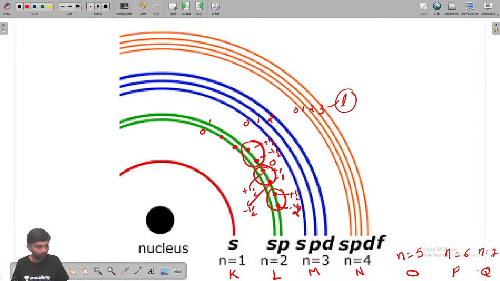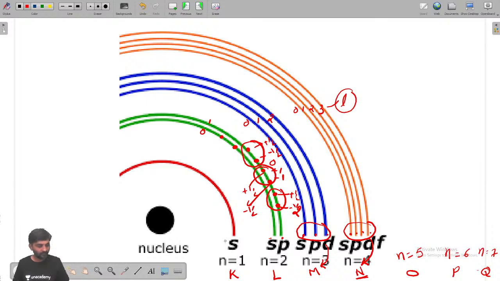But for n is equal to 2, Mahindra, are you listening? For n is equal to 2, what's happening, sir? You have subshells again. That is S subshell, P subshell. For n is equal to 3, you have 3 subshells, that is S, P, D. For n is equal to 4, you have 4 subshells: S, P, D, F. Combining all these 4, I can say this is a shell, represented with N. Combining all these 3 subshells, I am going to call this shell M.